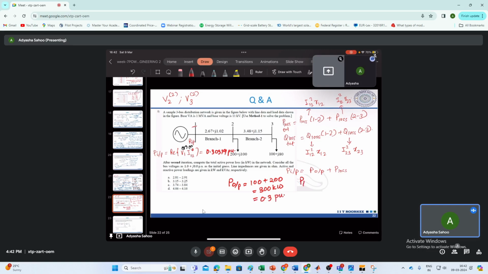So what will be P loss? That will be input minus output, that is 0.30319 minus 0.3, that will give me 0.00319 per unit, or multiplying by 1000, it will give me as 3.19 kilowatt. So which is option B.